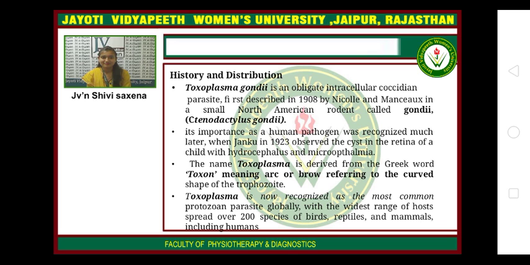Classification and identification. Toxoplasma gondii is a coccidian parasite with the cat as the definitive host and warm-blooded animals as intermediate hosts. It is one of the most important parasites of animals. It belongs to phylum Apicomplexa, class Sporozoa, subclass Coccidia, order Eucoccidiida, and family Toxoplasmatidae.